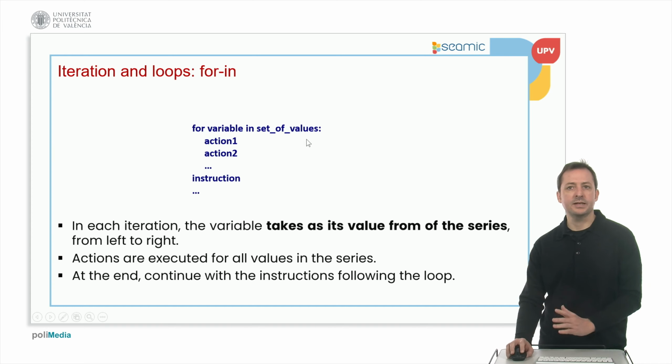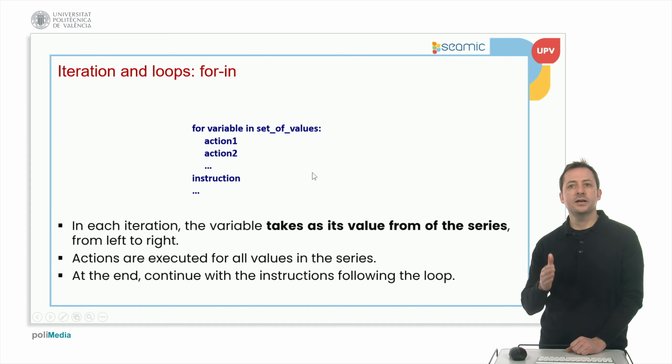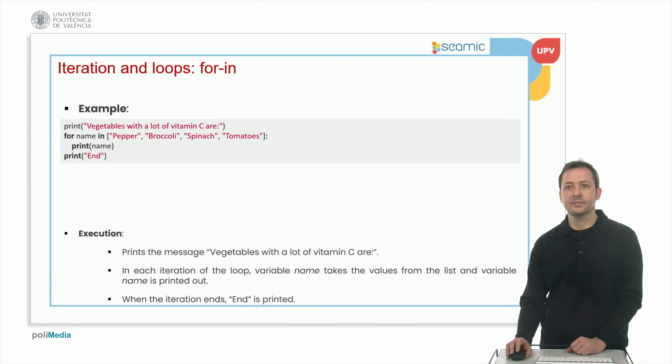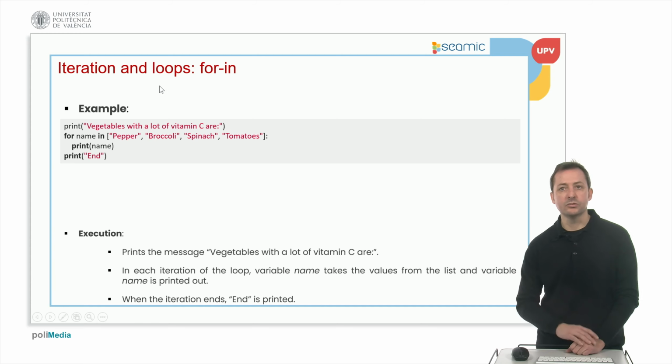We represent here a set of values, such as a list, and we define a variable that takes each one of these values. So in this case, the action 1, action 2, and so on are repeated for each of the values of this structure. Take into account that this loop will end when all the values have been taken by the variable. So this is easier to define an end condition for the loop in contrast to the while. So here we have an example in which we have a list of items and we use the variable name for taking the values of this list.